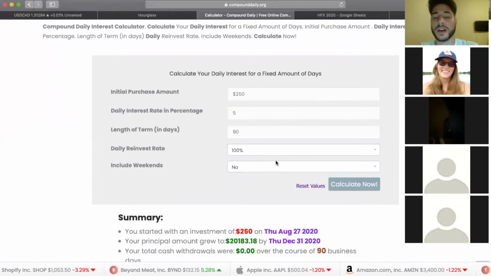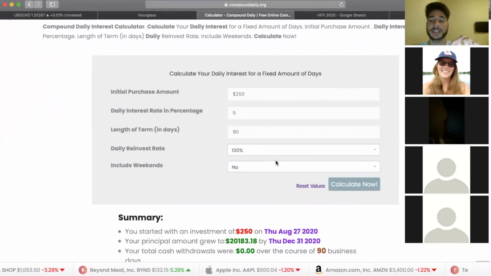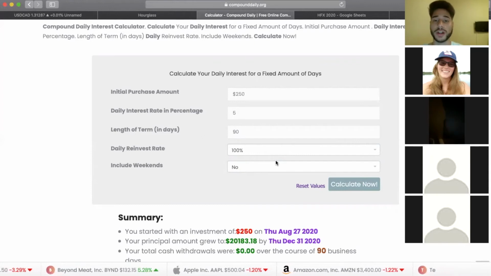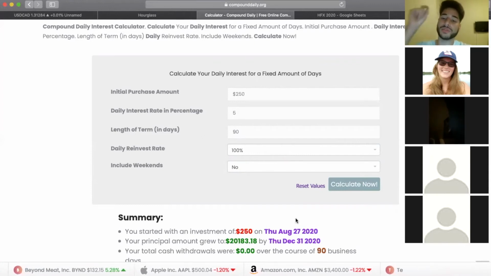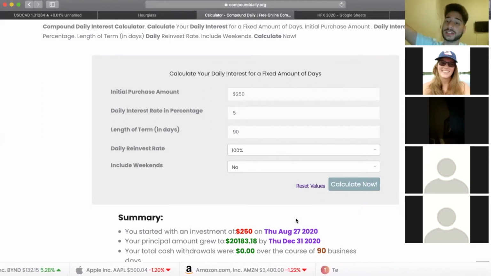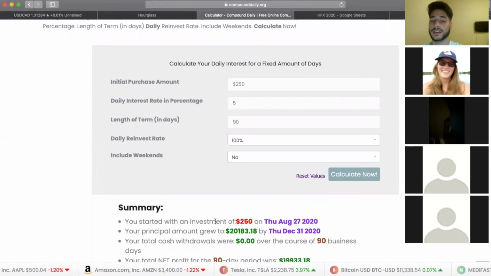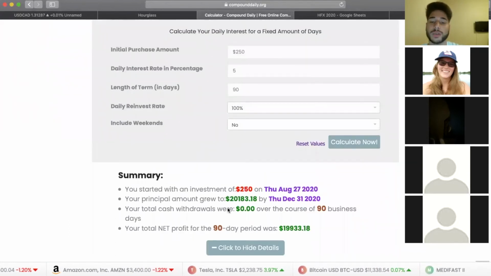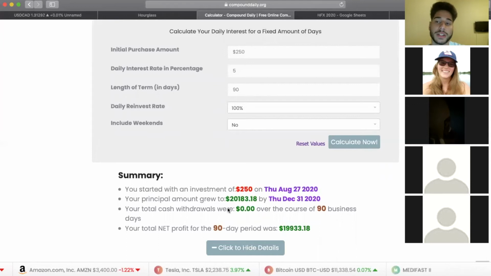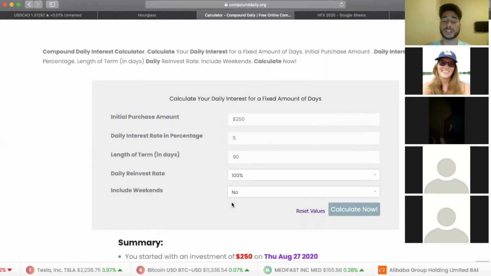Let's see. In the next 90 days, if we started with a $250 account, by December 31st, exactly the end of the year, so from this day and 90 days later will be the end of 2020. If just starting with a $250 account and only doing 5% a day, I will end the year off with $20,183, only 5% a day, no weekends. Now, do you see the power of compounding?